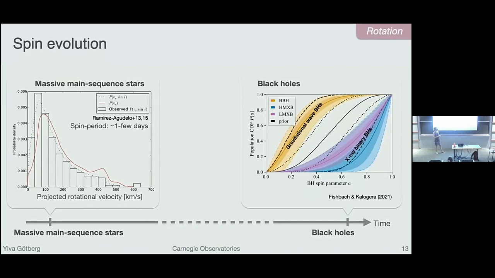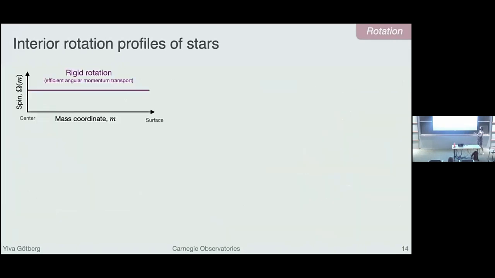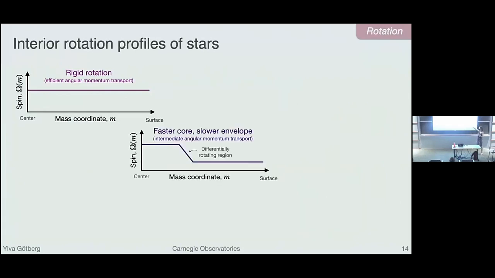I would say we still have a lot of things to resolve here. It would be great to understand what's going on here. And something else to understand is how the stars really rotate. Is it rigid rotation, so efficient angular momentum transport? Is there some split in between, some core and envelope rotation rate?